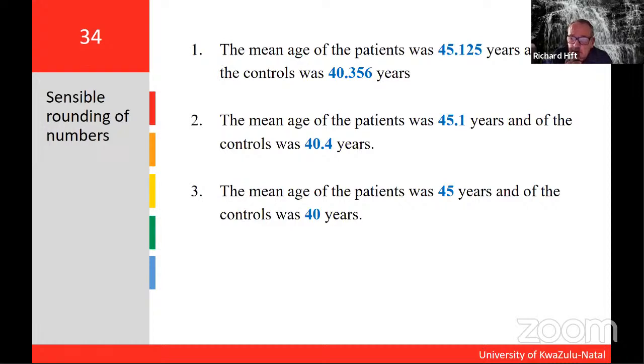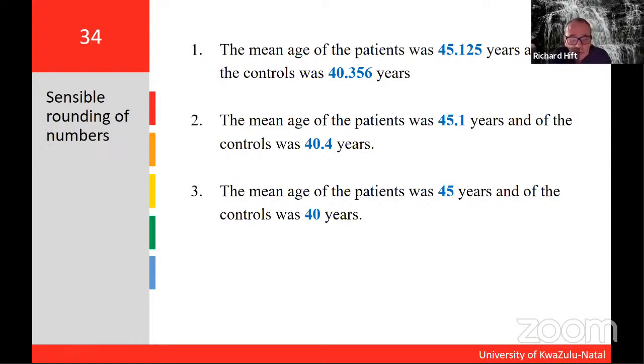If I tell you that the age was 45.1 and 40.4, and the difference is significant, have I really provided you with useful additional information instead of saying that the mean age was 45 for the patients and 40 for the controls, and the difference was significant? And the answer is no, I haven't really.